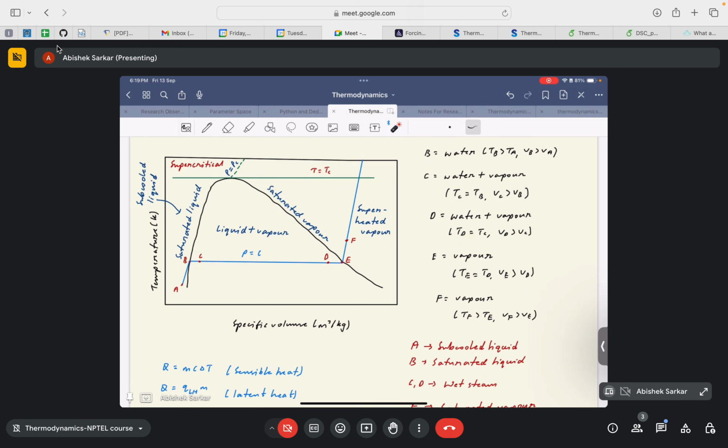Now you will see that since the volume of the liquid vapor mixture has increased, what can you tell about the relative quantity of the vapor and the liquid phase? In which case do you feel between C and D would have a higher vapor content?